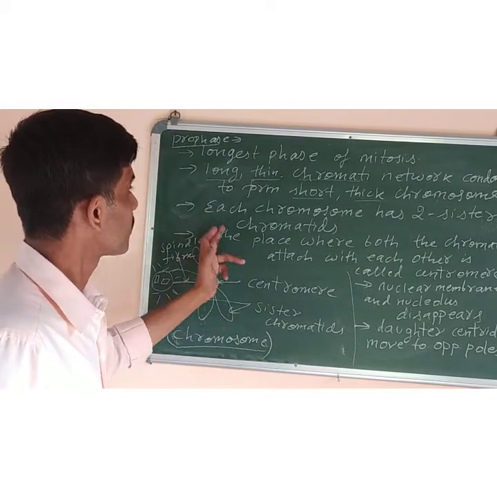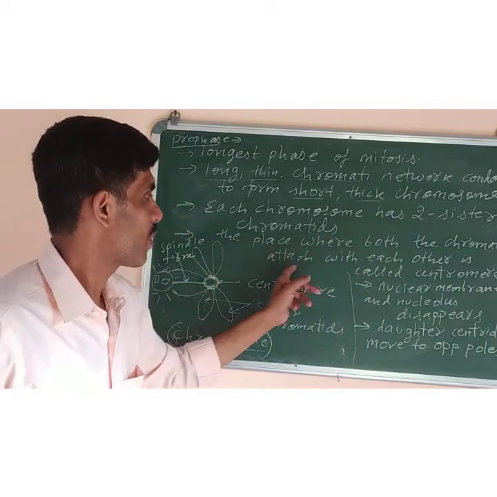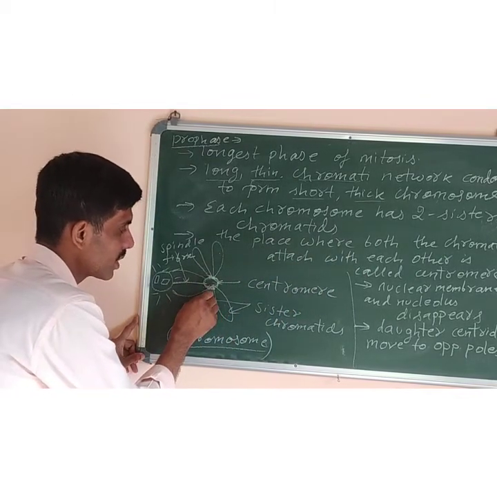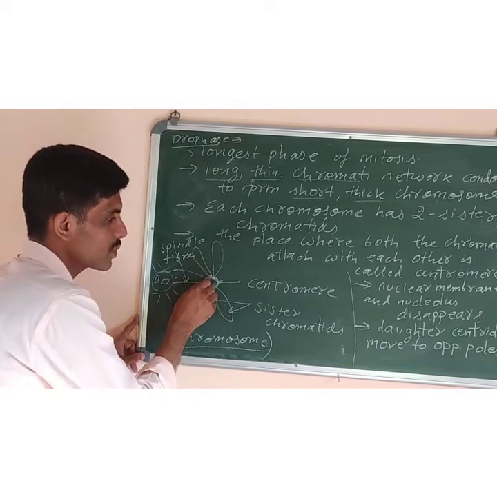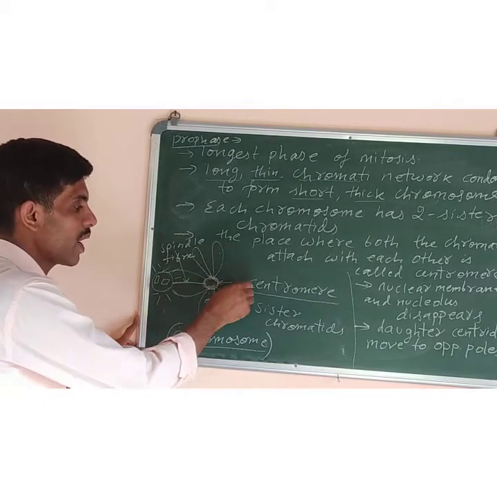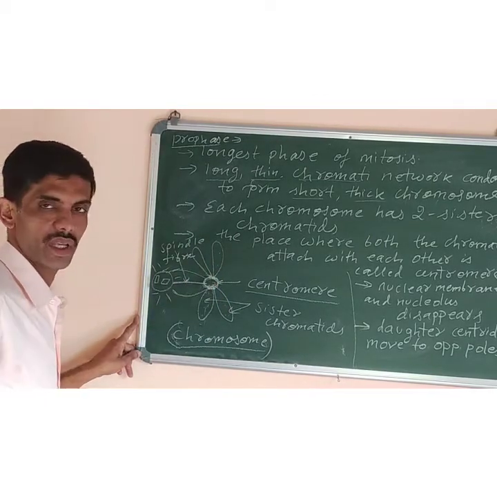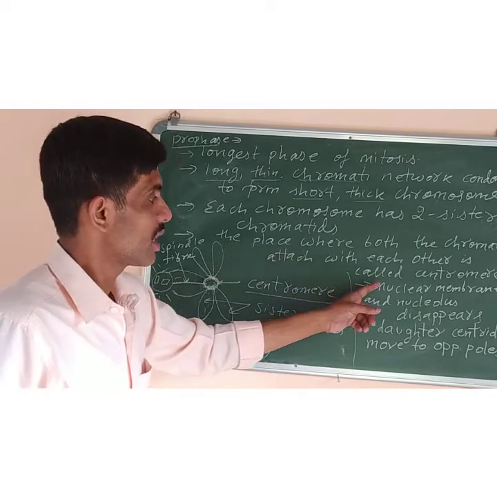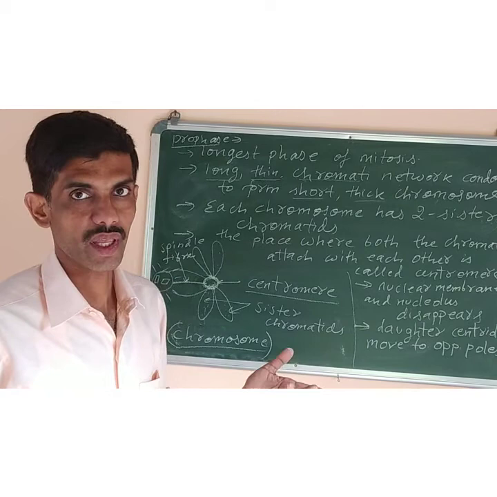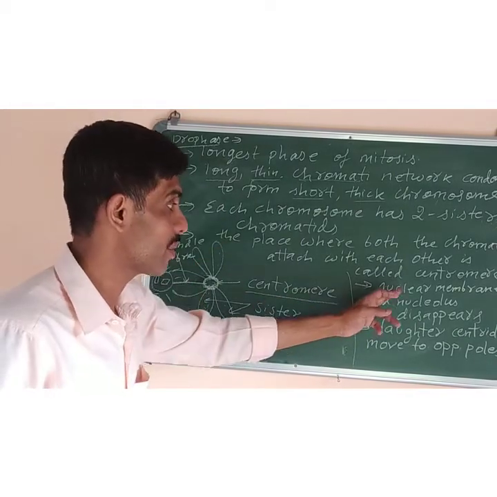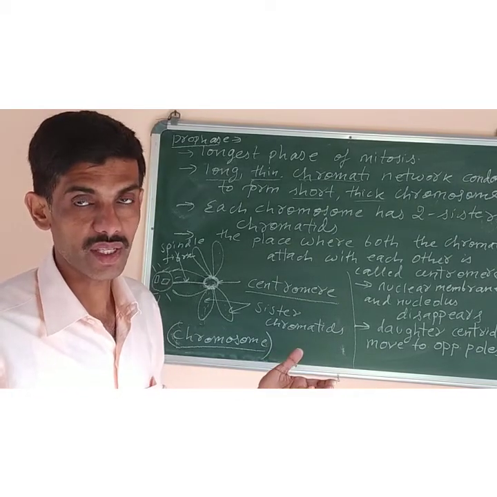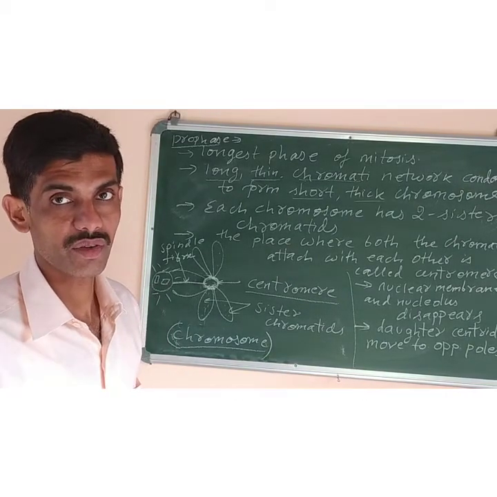The next one is the place where both the chromatids attach with each other. They attach at this point. This point is called the centromere. Centromere is the point where both the chromatids attach with each other. The nuclear membrane and nucleolus disappear. The nuclear membrane is the outermost cover, and it will disappear. Why? Because now there is extension of the genetic material.